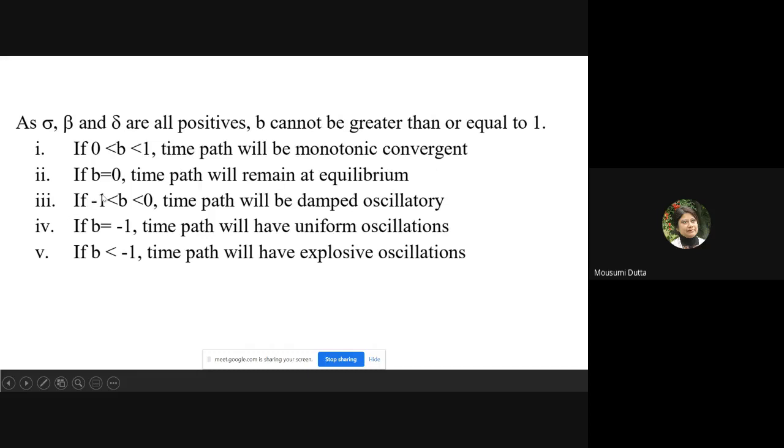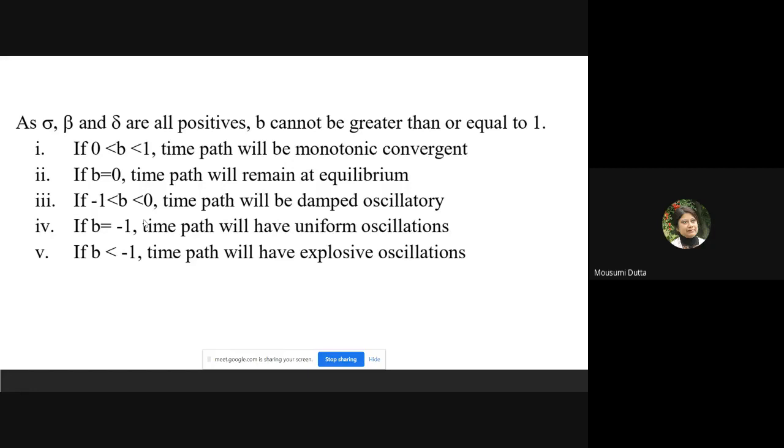The second thing is B is equal to 0. The second possibility is B is equal to 0. If B is equal to 0 somehow, in that case PT is equal to PE. So time path will remain at equilibrium.